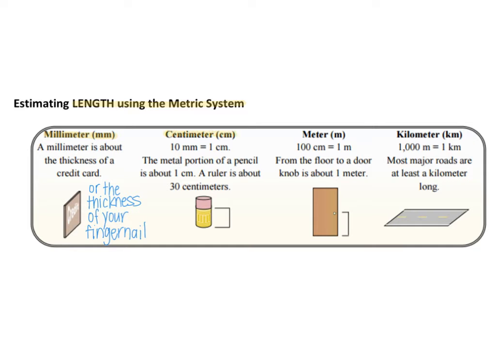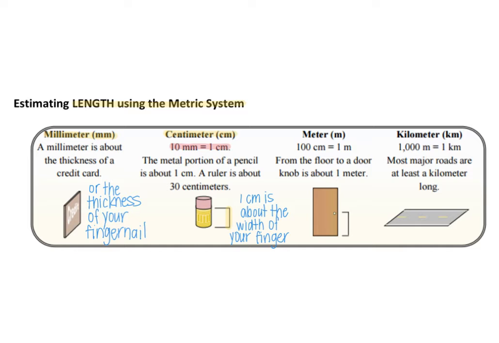A centimeter is 10 millimeters. It's about the length of the portion that is metal on a pencil. A ruler would be about 30 centimeters. A single centimeter could also be compared to the width of your finger, for instance.